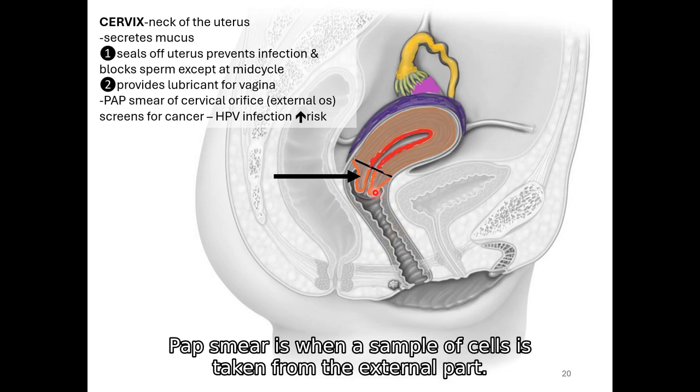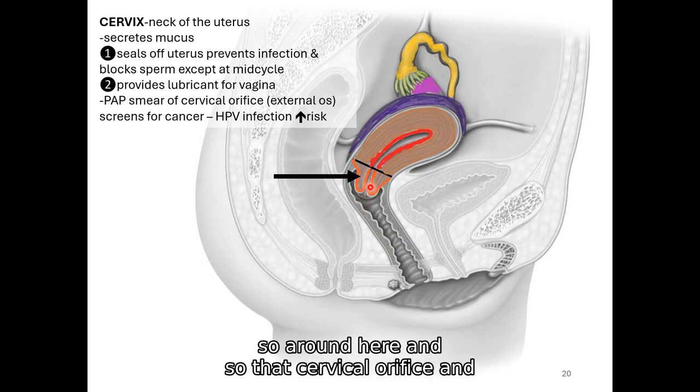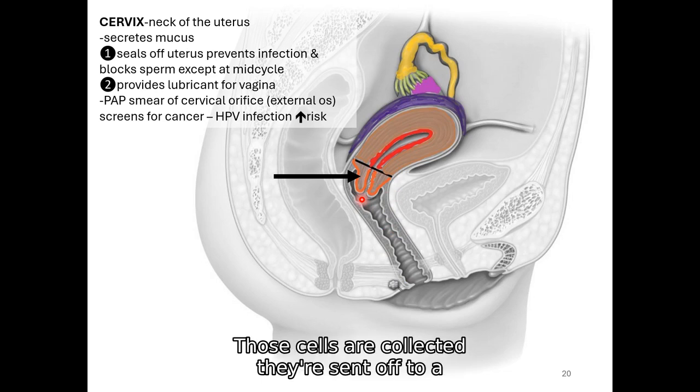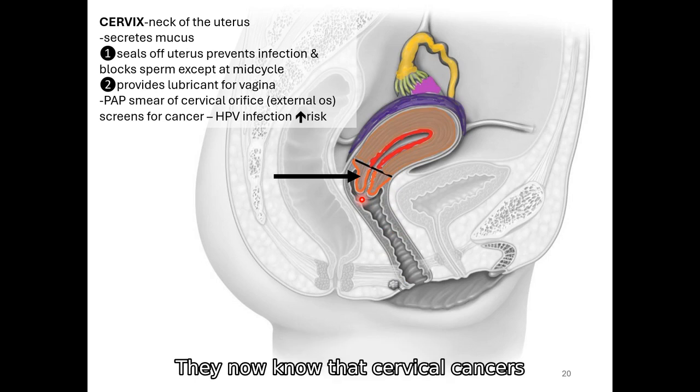A pap smear is when a sample of cells is taken from the external part, so that external os area, so around here, and so that cervical orifice. And those cells are collected, they're sent off to a pathology lab, and it is a screen for cervical cancer.